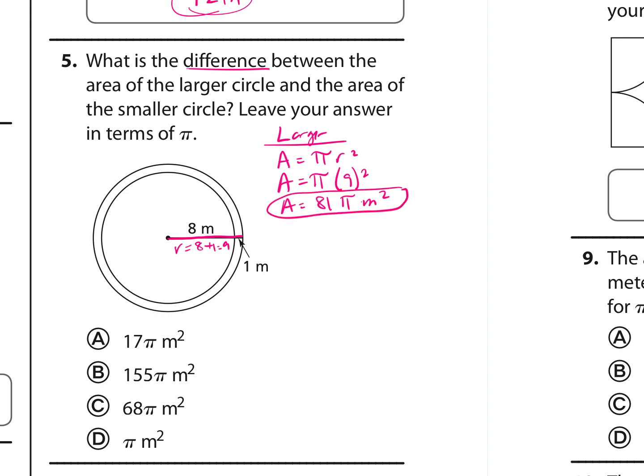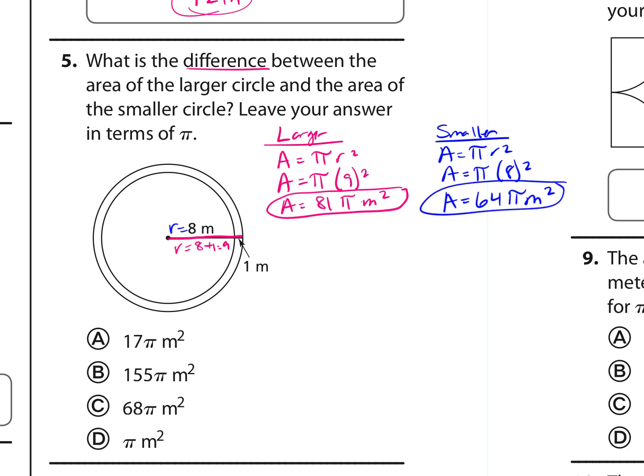For the smaller circle, we do the same formula, A equals pi r squared, but for this one, the radius is 8, so pi times 8 squared, which is 64 pi meters squared. And then to find the difference, we simply subtract. 81 pi minus 64 pi equals 17 pi, and we do know that's in meters squared. Answer choice A.